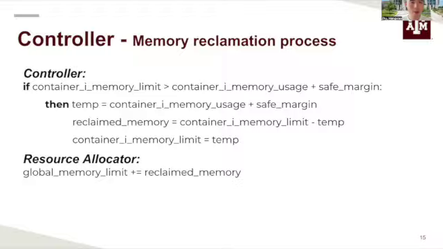First, if the controller sees that for some container i, the memory limit assigned to that container is much greater than the actually used memory plus the safe margin, which is a margin determined by the user, then we can say the container is not efficiently using all its memory. So the controller will update the memory limit of that container. The new number is calculated by the current memory usage plus the safe margin.